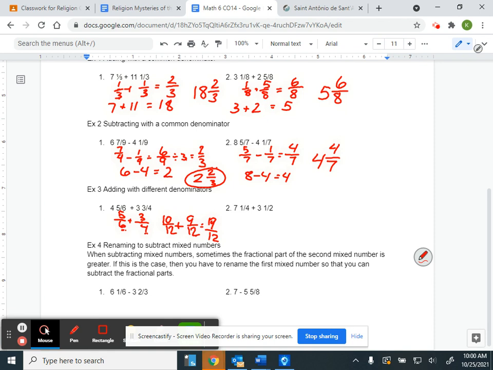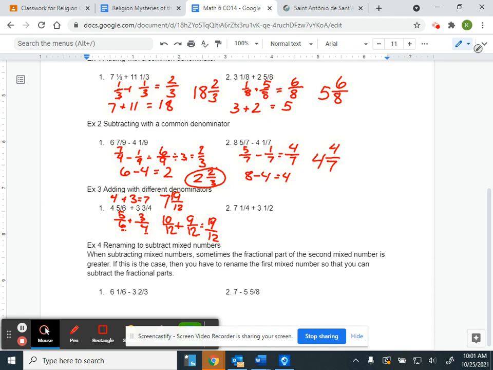Now we had 4 plus 3. We add our whole numbers together. So that gives us 7 and 19 twelfths. Am I done? Why not? It's an improper fraction, and we don't want to leave it as an improper fraction. So we need to change 7 and 19 twelfths. 12 can go into 19 one time.